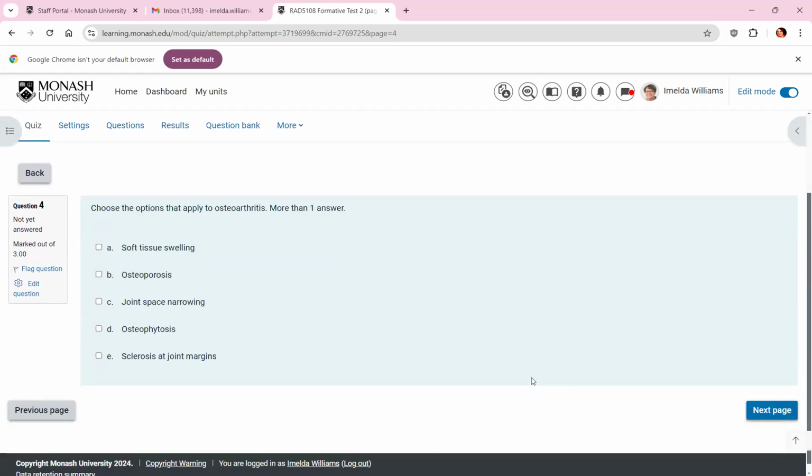So with this question, there are multiple answers, so there's more than one. And this question is related to osteoarthritis. So the question is which options do apply to osteoarthritis? And for that, it is joint space narrowing, osteophytosis, and sclerosis at joint margin. So there's three of the options that do apply for osteoarthritis.